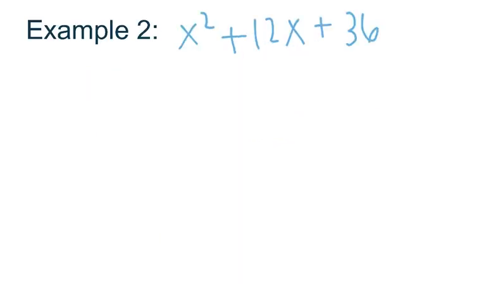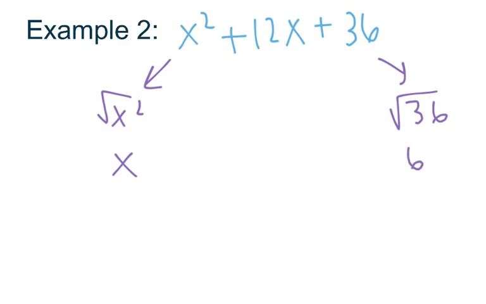Let's try one more here. So again, first step, we take the square root of these guys. So the square root of x squared is x. The square root of 36 gives us 6. We draw our one set of parentheses, right? And what's important about these, we have to square them. And then we bring in our x, we bring in our 6.